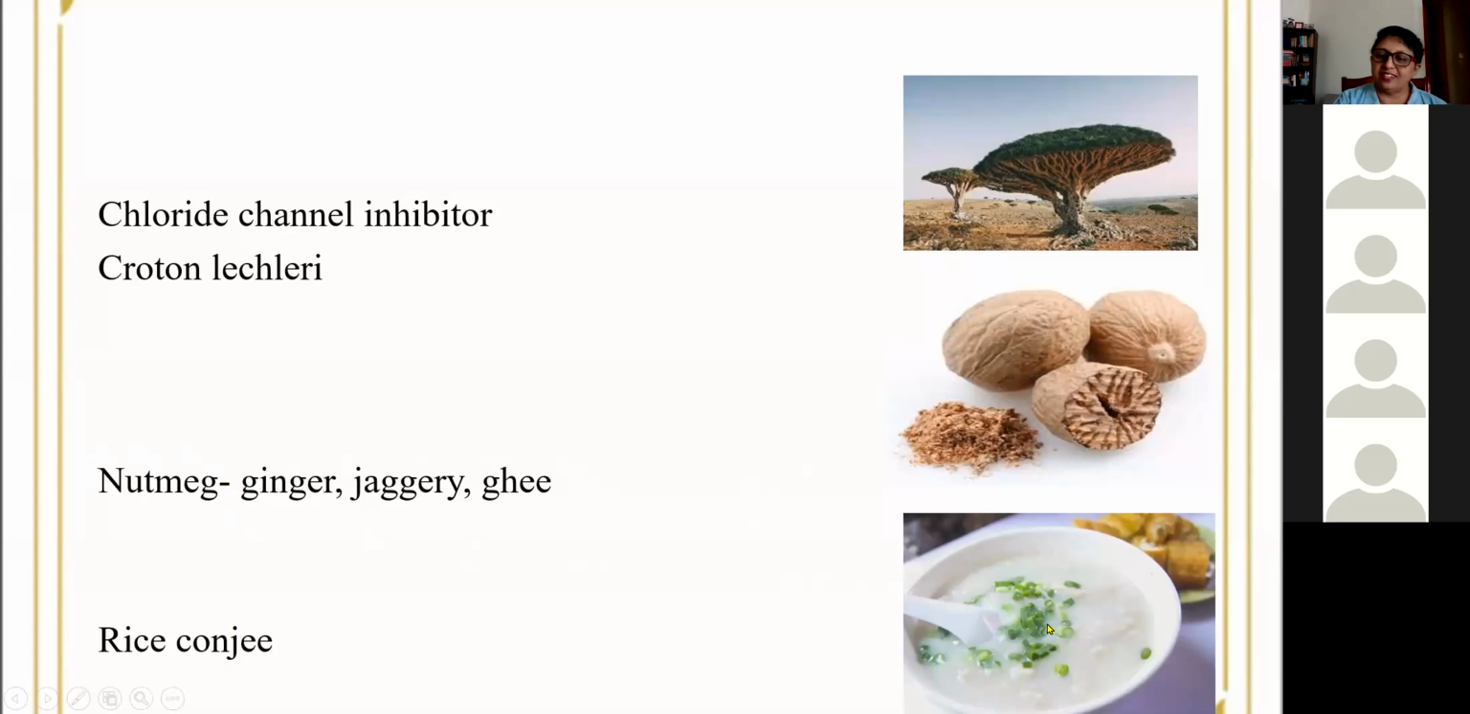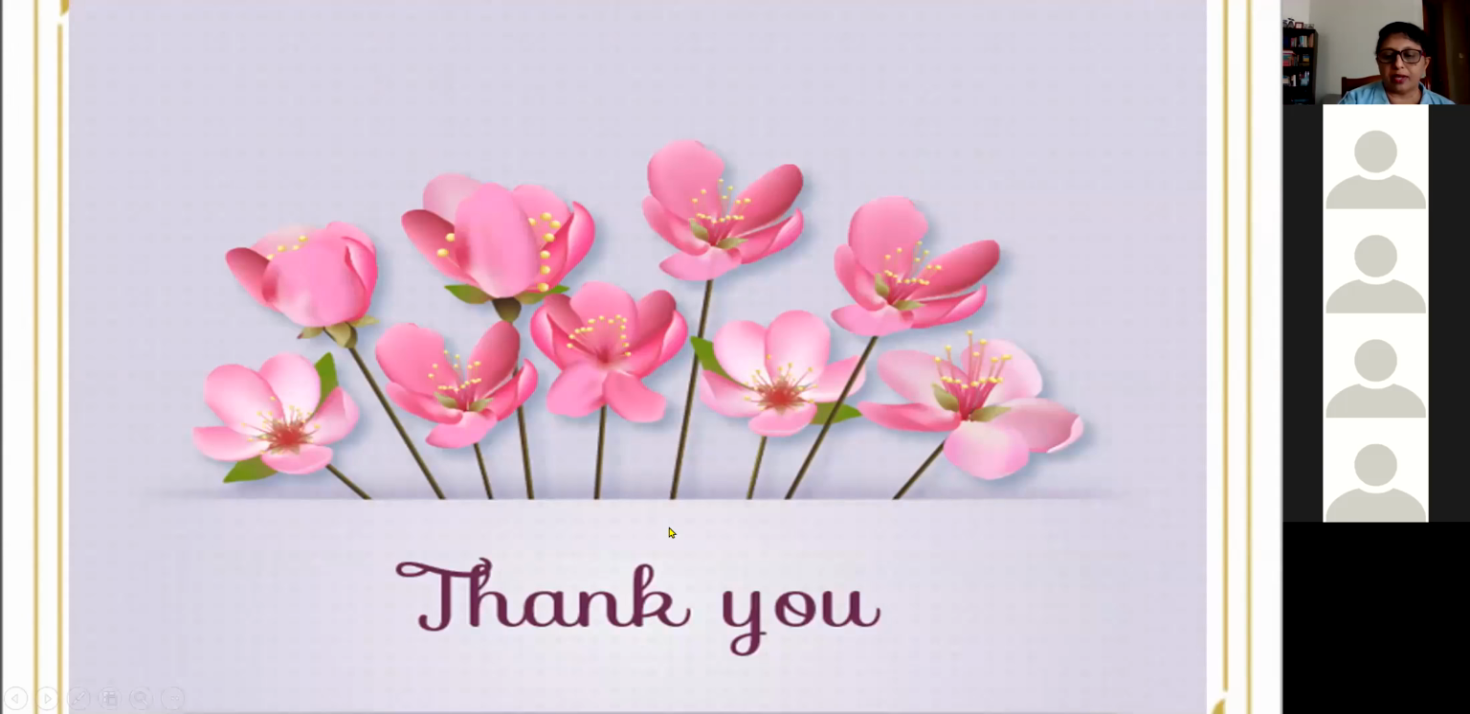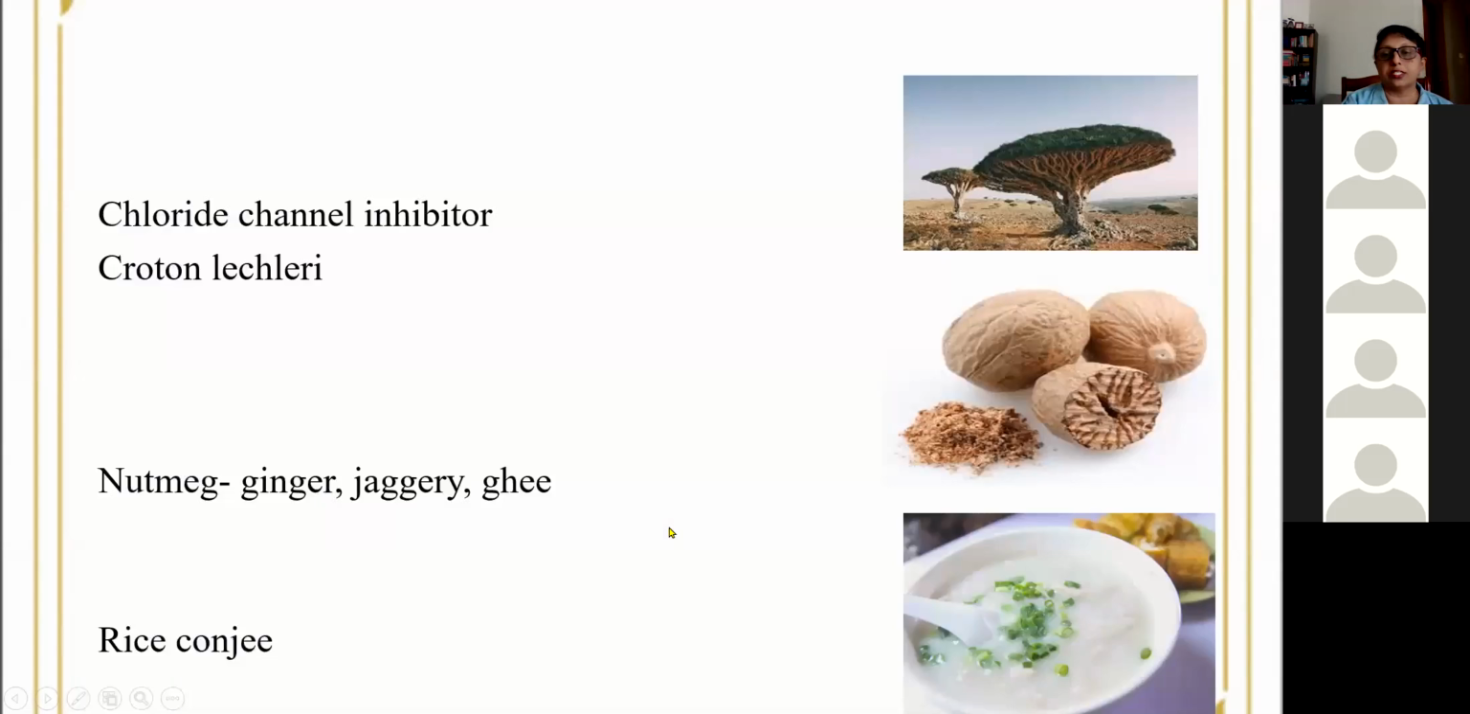Then rice kanji. For Kerala people, we don't have to describe rice kanji. It is one of the best home remedies for diarrhea. It gives nutrition, and everything is there. If you add salt, again it is equivalent to rice-based ORS. So that is it. I think that was the last slide.